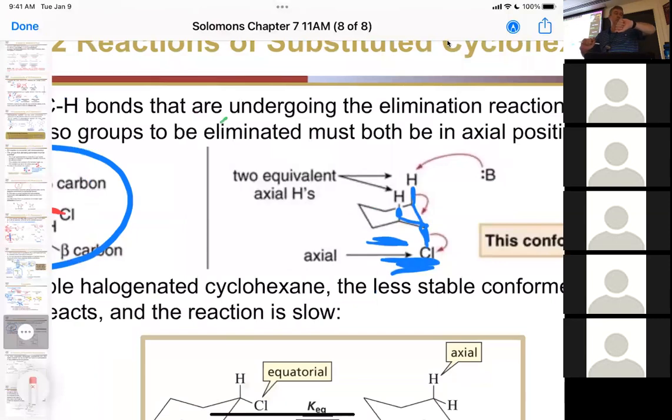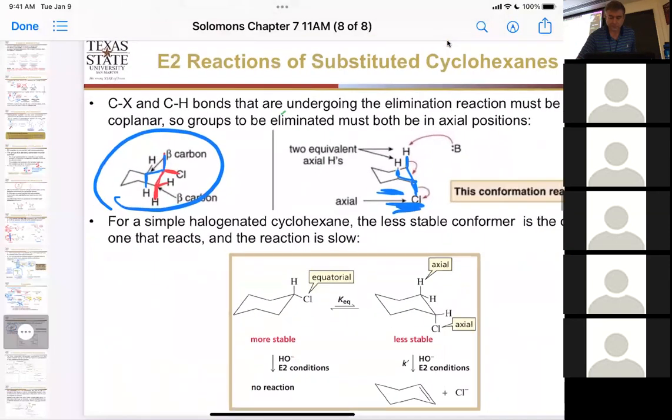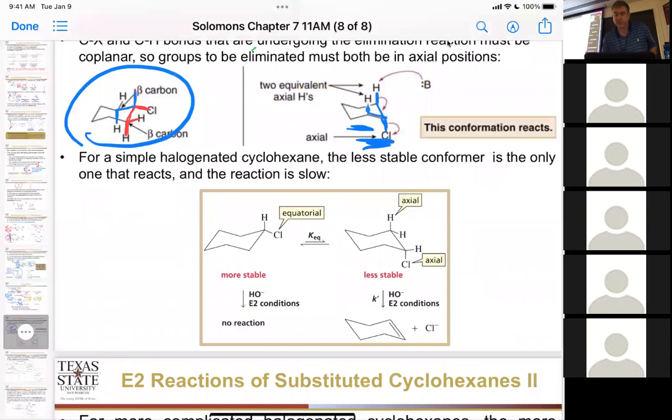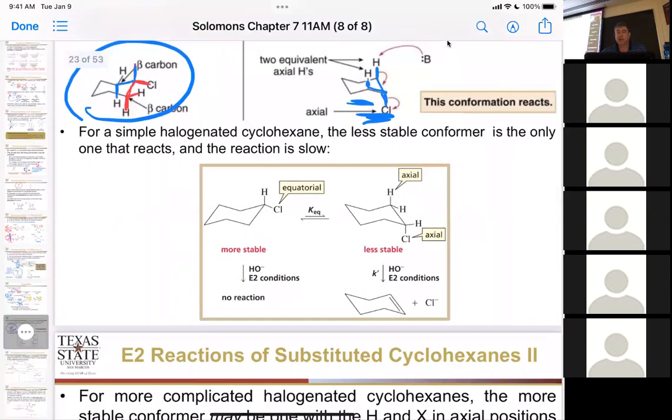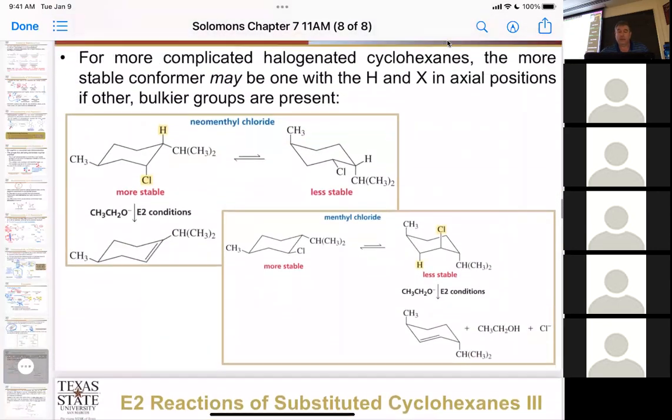Okay, so that's one more slide. So this is what we're saying here: in this condition, the equatorial chloride is not going to eliminate. There is no reaction. It has to go into its axial chloride form here before it can react, and then it gives the simple alkene, cyclohexene. Okay. All right. And I think this will be my last slide here.